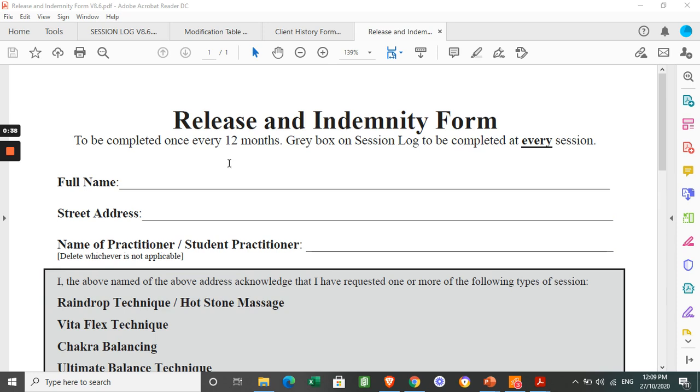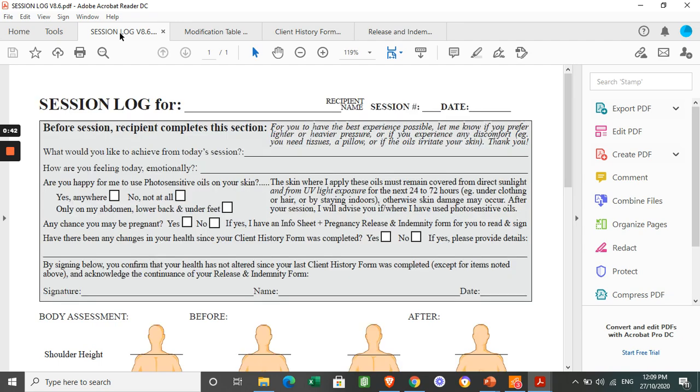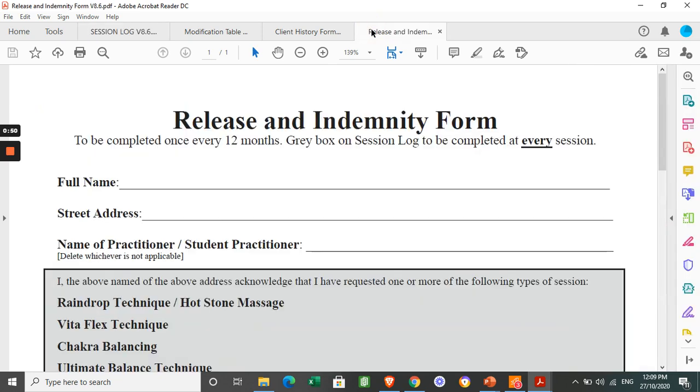And I'm just going to click over to that real quick to show you the grey box on the log that I'm talking about. So see this grey box here. This is a continuation of this form, okay? So on the session log, we have this little grey box that gets completed at every session that says my release and indemnity form continues because nothing has changed, all right?